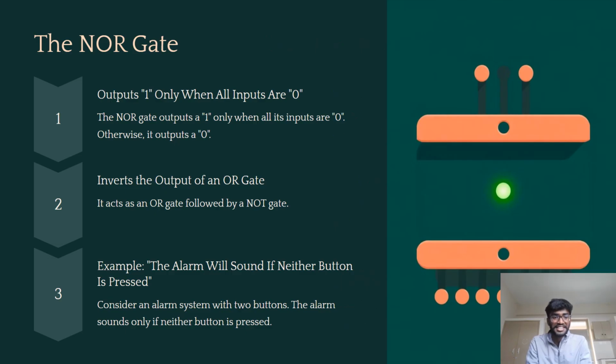Now we're going to discuss the second universal gate, the NOR gate. The NOR gate outputs 1 only when all inputs are 0, otherwise its output is 0. Second, it inverts the output of an OR gate. It acts as an OR gate followed by a NOT gate. Let me discuss an example. The alarm will sound if neither button is pressed. Consider an alarm system with two buttons. The alarm sounds only if neither button is pressed.